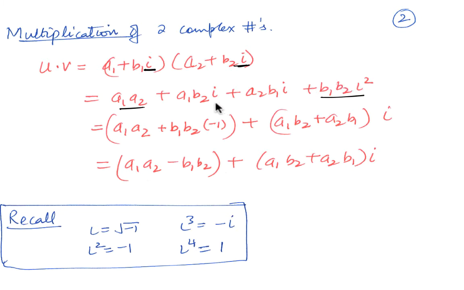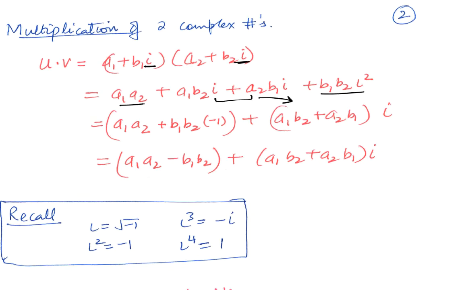Whereas the i terms, which are in the middle, are gathered together and they give the last two terms in the third equal sign. So here you have a1, b2 plus a2, b1. You put them in parentheses with an i. And then you get the constant terms together and you get a1, a2 minus b1, b2. So that's how you multiply two complex numbers.